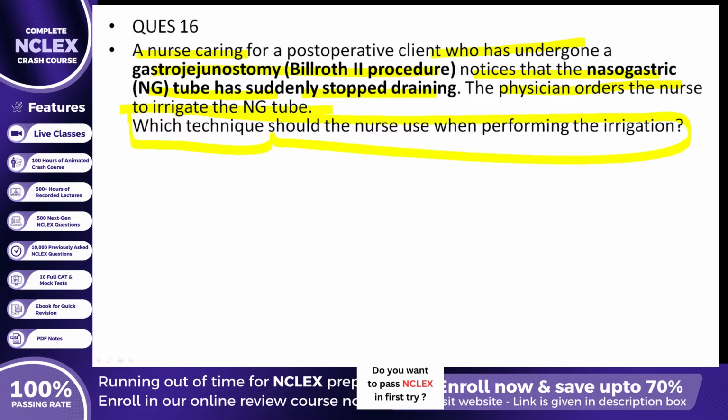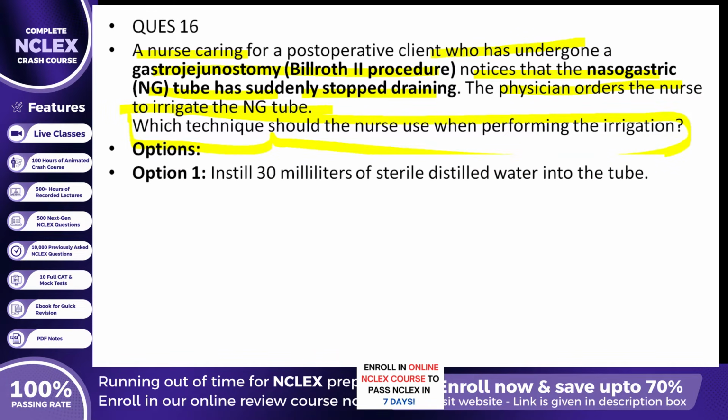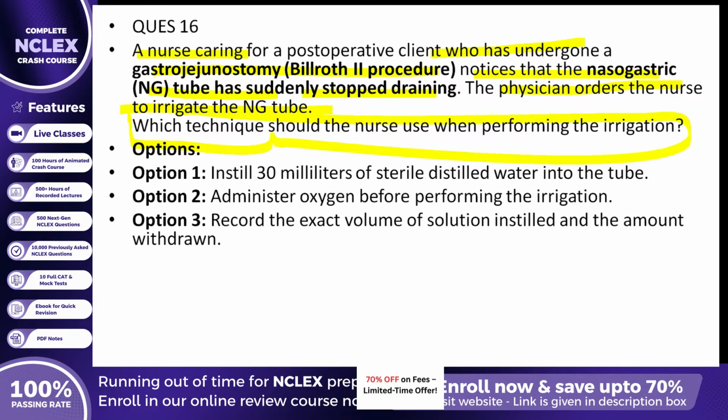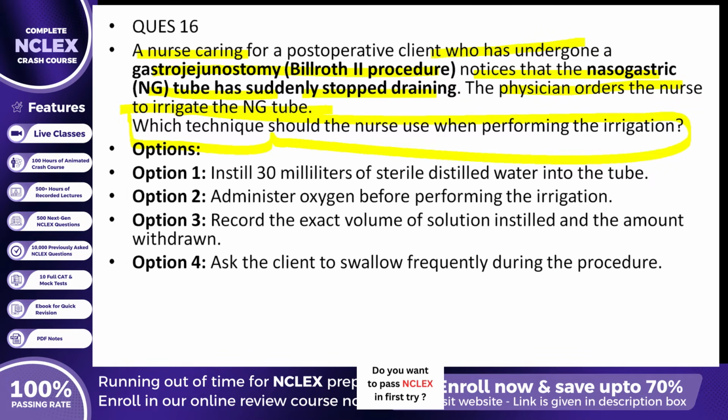Here are the options to consider. Option 1 suggests instilling 30 milliliters of sterile distilled water into the tube. Option 2 proposes administering oxygen before performing the irrigation. Option 3 recommends recording the exact volume of solution instilled and the amount withdrawn. Option 4 advises asking the client to swallow frequently during the procedure. The correct answer is Option 3, record the exact volume of solution instilled and the amount withdrawn.